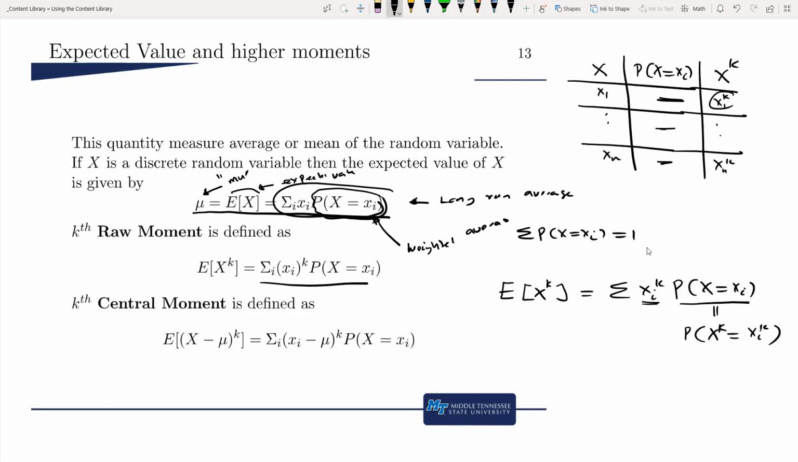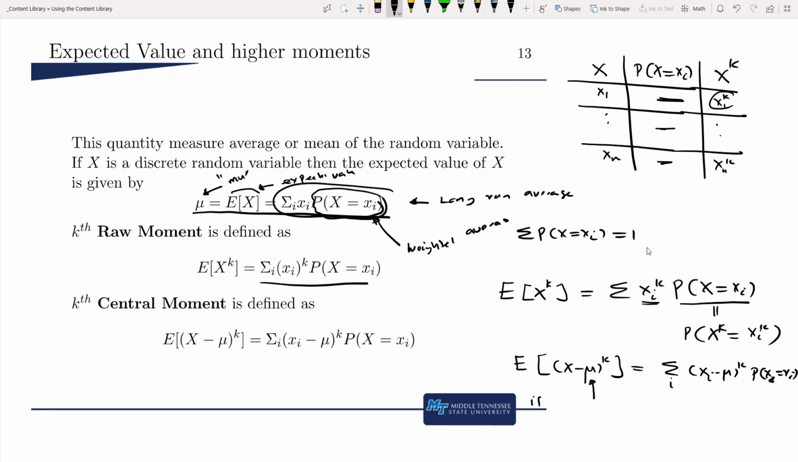That is the kth raw moment. And you can also calculate something called the central moment. Here mu is the expected value, which we calculated earlier, and then you take the kth power. Using the same definition, you multiply by the probability that X takes xi. Of course, you can see that if I use k equal 1, this is going to be 0.